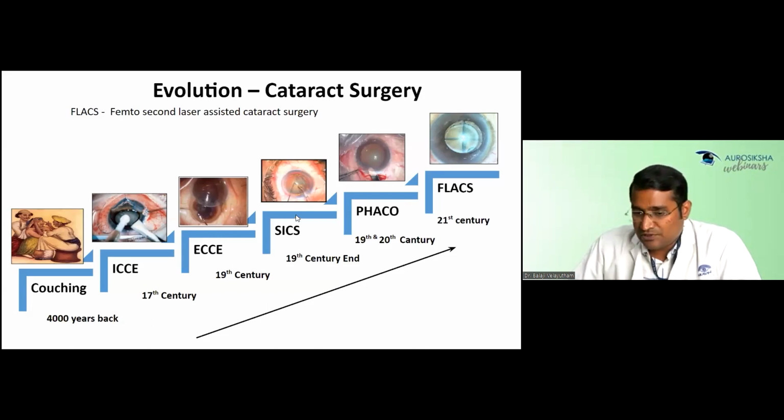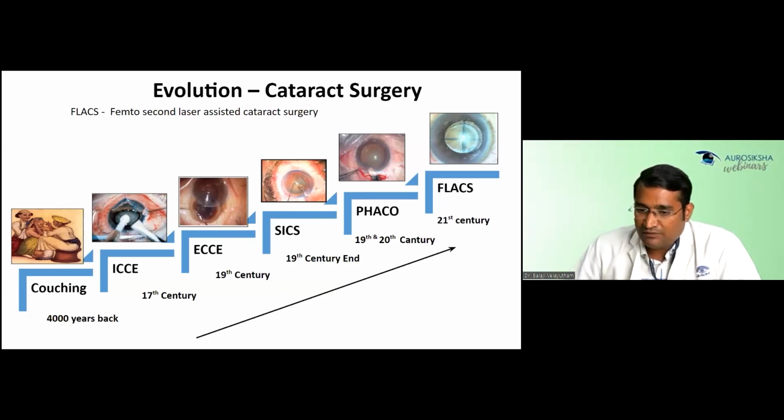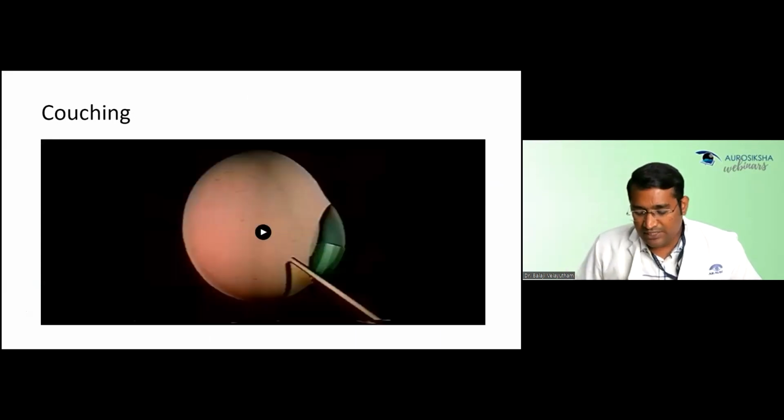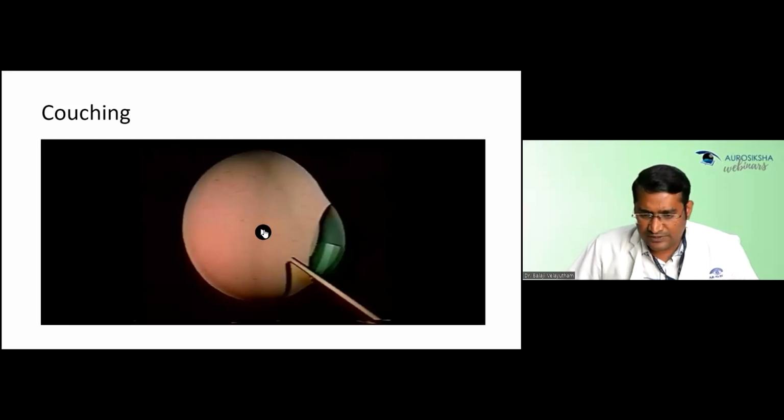And with small incision cataract surgery, since we have a self-sealing tunnel in this procedure, the need for suturing the wound went away, and we were able to remove the lens and keep an intraocular lens. Phaco made the incision even smaller, 2.8 to 2.2 mm. And the most recent one is femtosecond laser assisted cataract surgery. So for our discussion, I'll take mainly SICS and phaco, since these are the most common procedures that we are doing across the world.